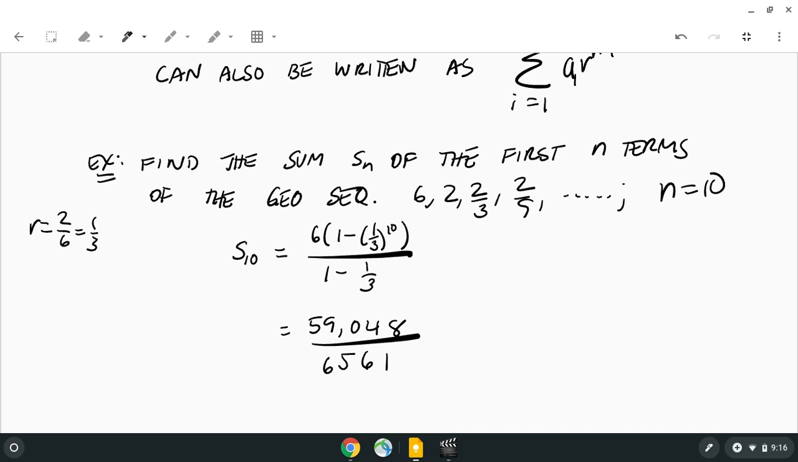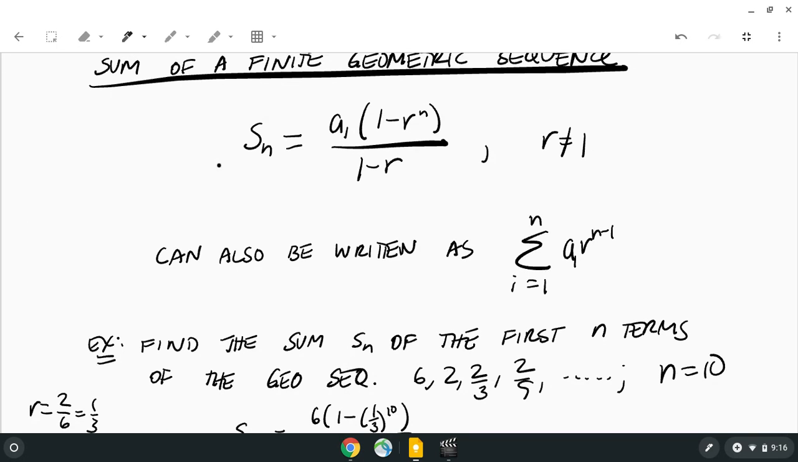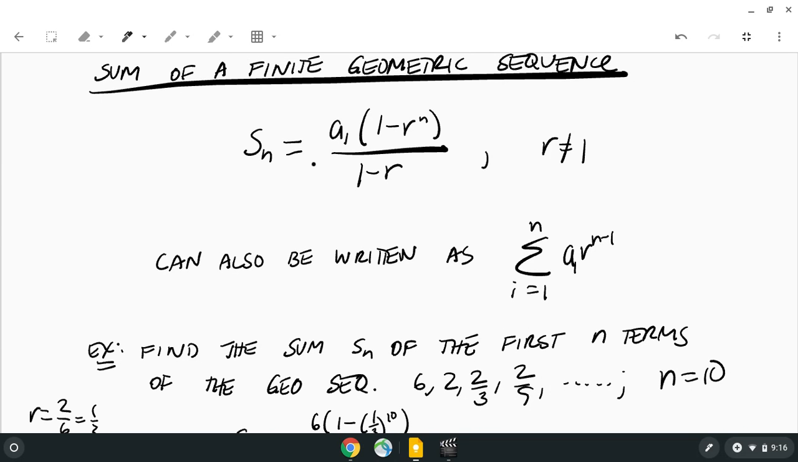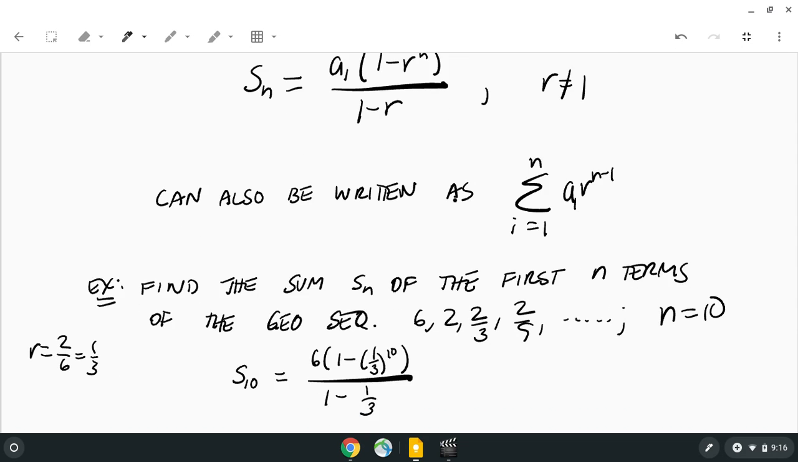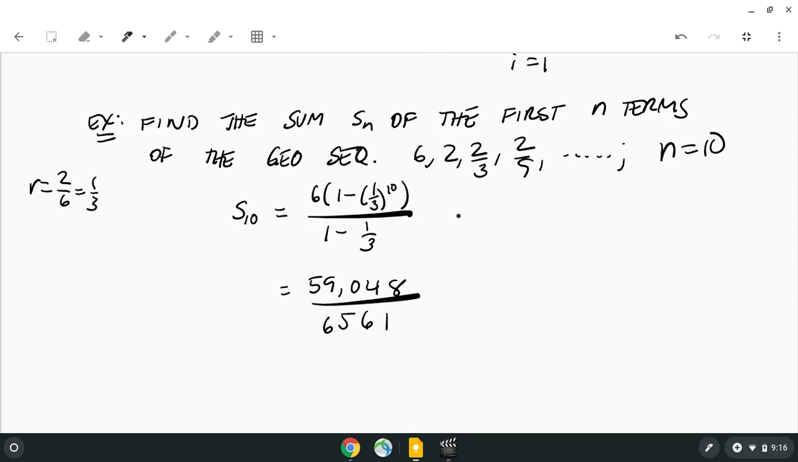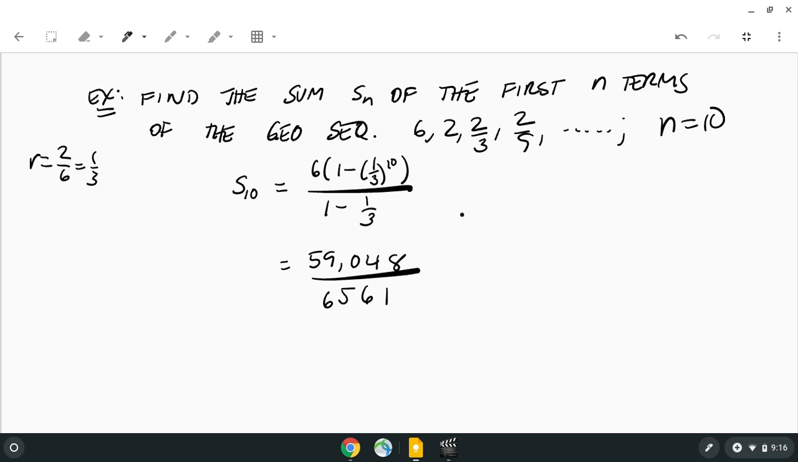So this is the formula you'll be using. Again, if you need to find the sum of the first 10 terms, 50 terms, whatever it is, you'll be using this one. If it says find the sum of the infinite, not finite, infinite geometric sequence, then you'll be using this next formula, which I'm going to give you.